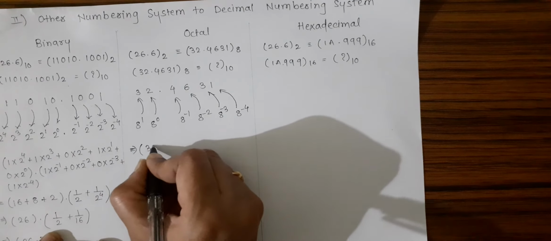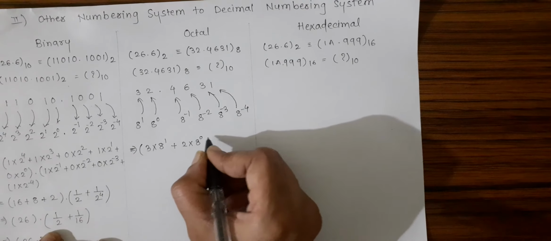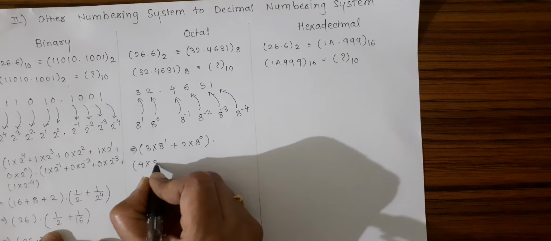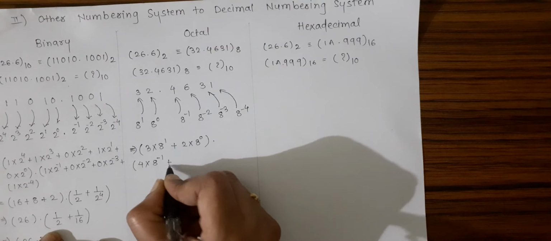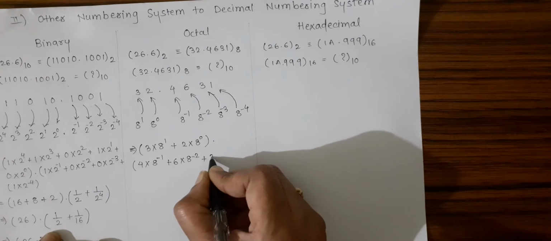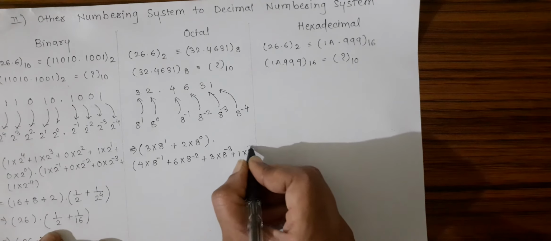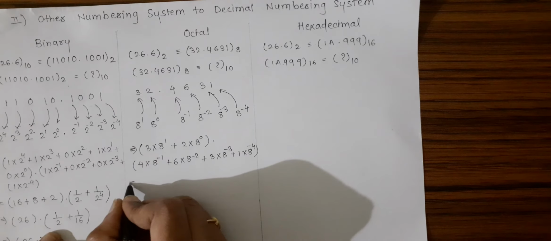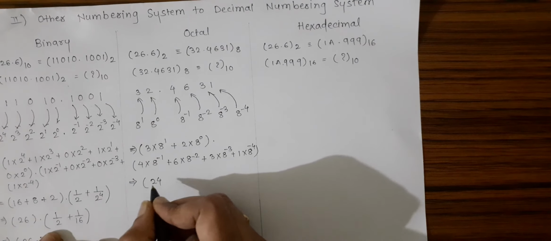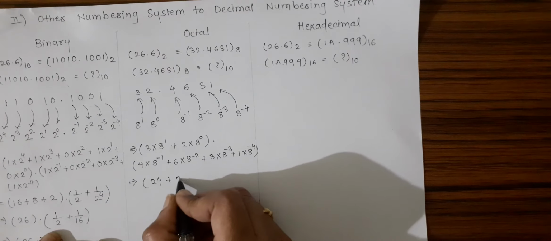So 3 into 8 raised to 1 plus 2 into 8 raised to 0 point, 4 into 8 raised to minus 1 plus 6 into 8 raised to minus 2 plus 3 into 8 raised to minus 3 plus 1 into 8 raised to minus 4. 3 into 8 raised to 1 gives us 24. 8 raised to 0 is 1. 2 ones are 2.